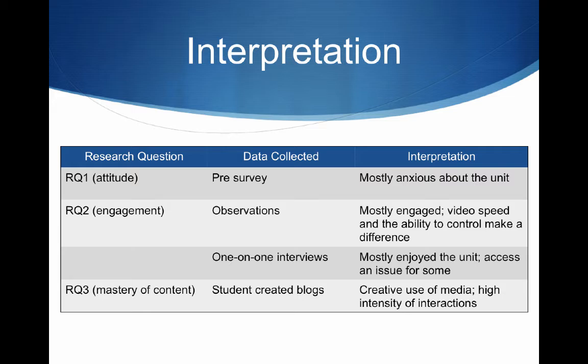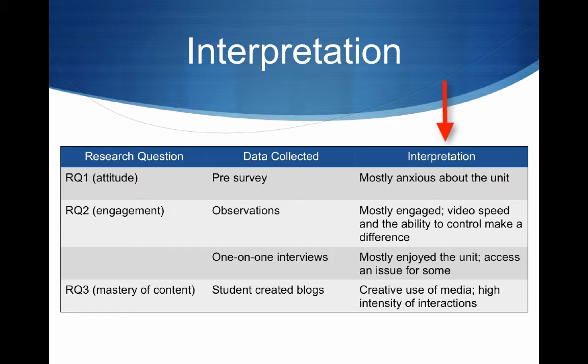You can start by making yourself a table for your interpretation. Write down all of your research questions and then the data you collected that is relevant to each of those questions. For example, a pre-survey, observations, one-on-one interviews, and student-created blogs are what this researcher used.